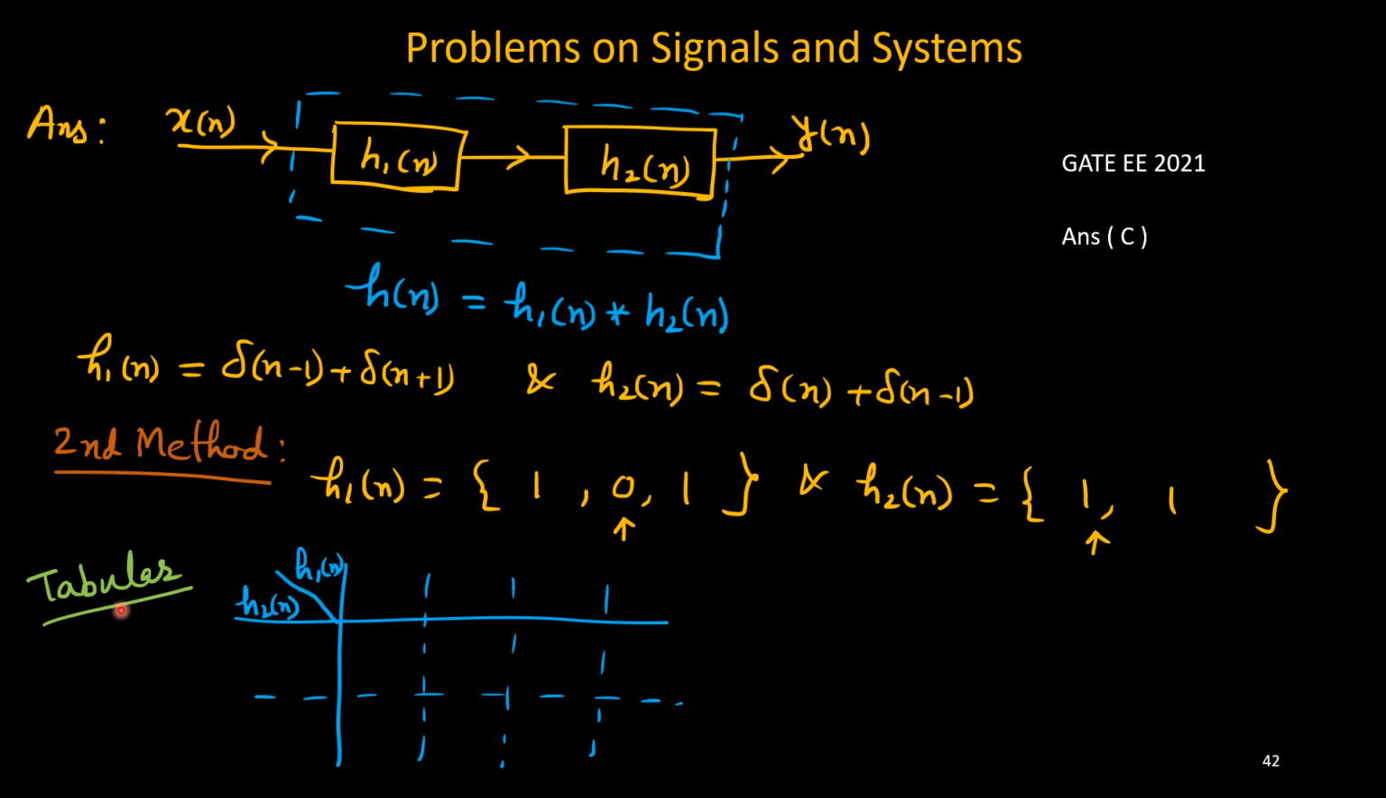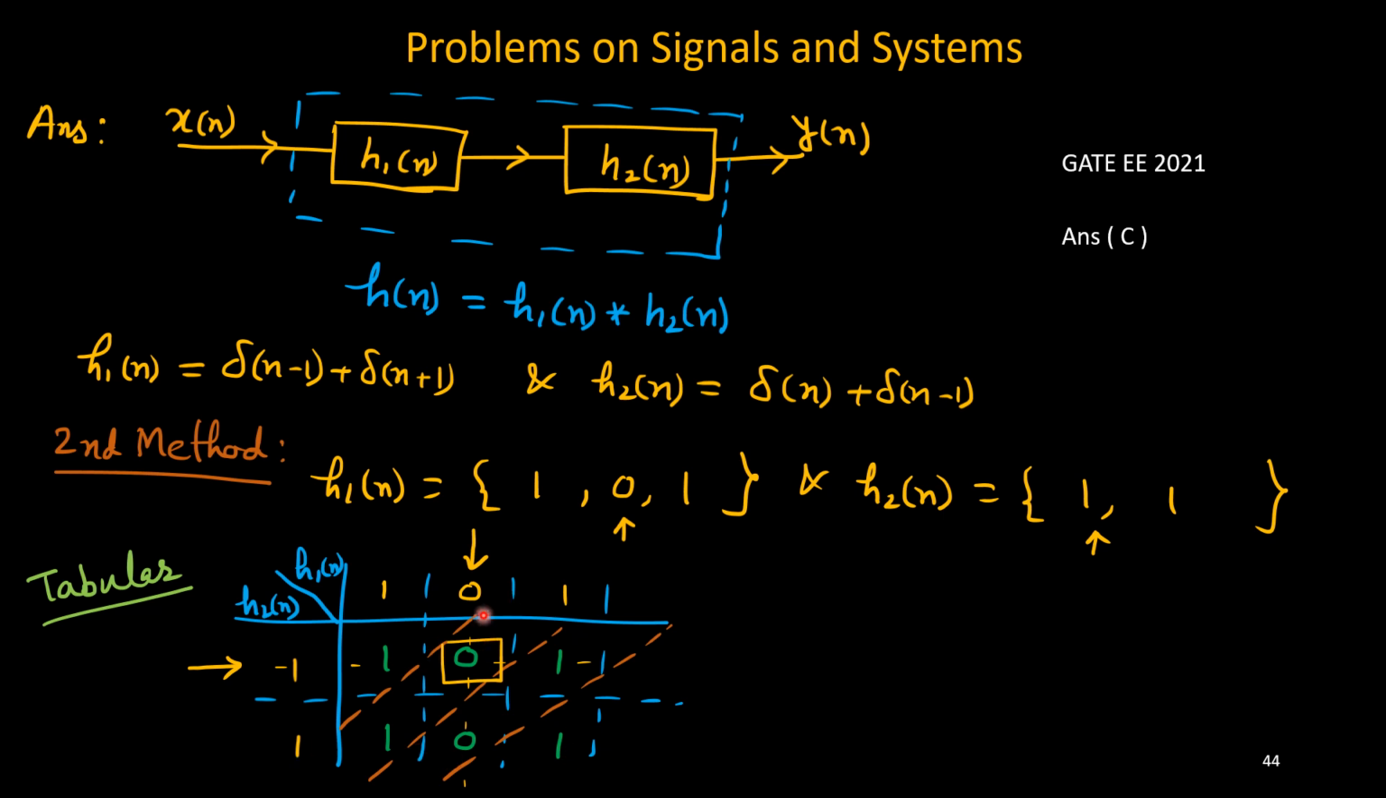We can use the tabular method. Along this axis, I can plot h1[n], and vertically I can plot h2[n]. So h1[n] is 1 0 1, and here it is 1 1. Then I multiply these elements by this number. So 1 into 1 is 1, 1 into 0 is 0, 1 into 1 is 1. So you get the same thing, and similarly for this one, you get the same. So 1 0 1, 1 0 1.